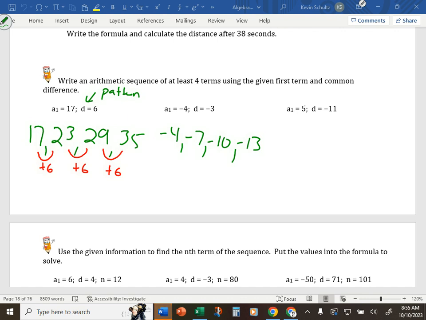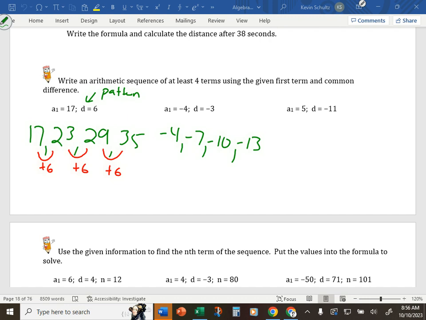Okay? So again, just getting used to the pieces of this formula here. That A1 tells you what the first term is, and that common difference is the pattern. Okay? Last one. Write it out yourself. The first 4 numbers in this sequence with an A1 of 5 and a D of -11. What are those first 4 terms going to be?